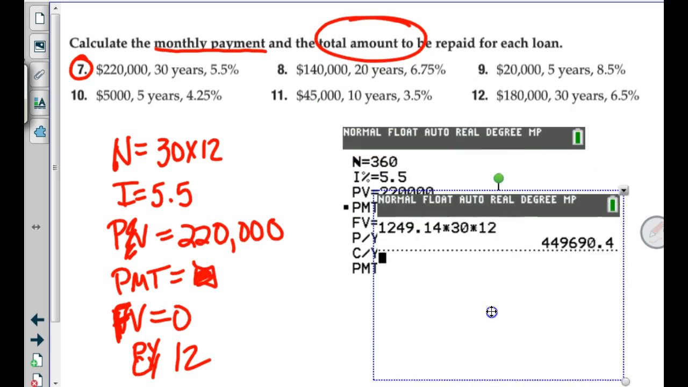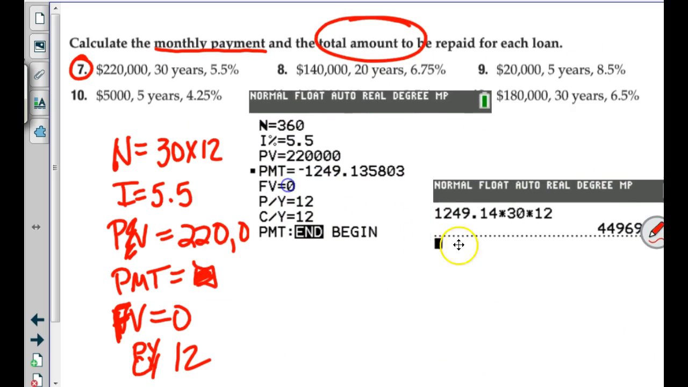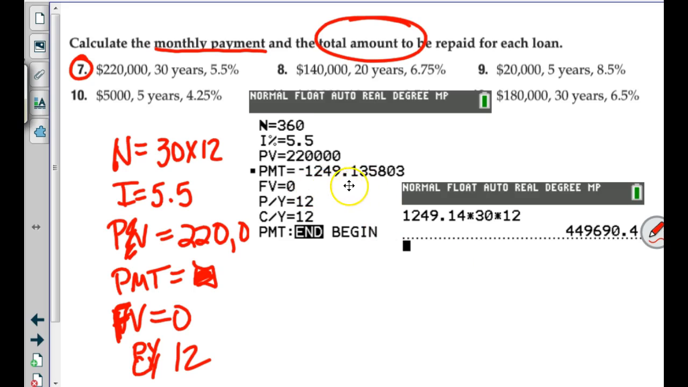This is the total cost of the house. All right, so the payment was $1249.14, and the total cost of the house was $449,000 and more. All right.